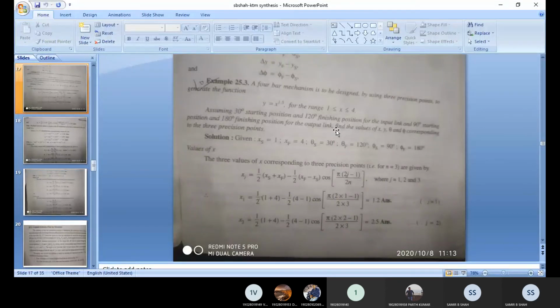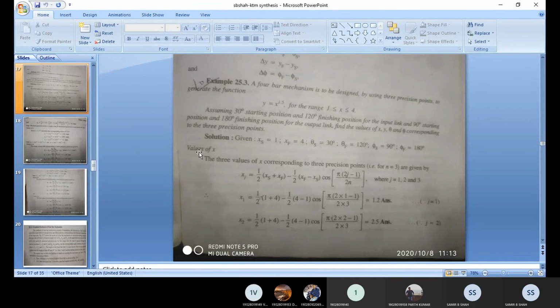Now, assume a 30 degree starting position, so theta s is equal to 30 degrees, and a 120 degree finishing position, so theta f is equal to 120 degrees, for the input link. For the output link, assume a 90 degree starting position and a 180 degree finishing position, so phi s is 90 degrees and phi f is equal to 180 degrees. Find the values of x, y, theta and phi corresponding to the three precision points. Here they mention that we have to use three precision points, so we use n is equal to 3. From the data: x starts at 1 and ends at 4, theta s is 30, theta f is 120, phi s is 90, and phi f is 180.